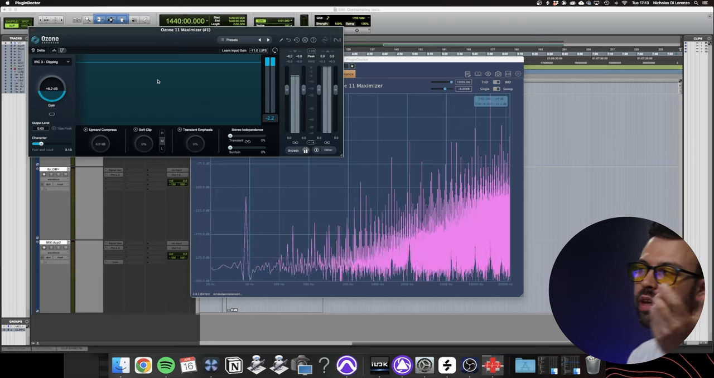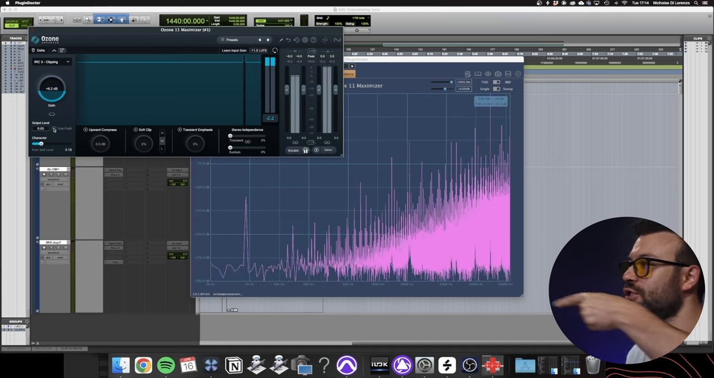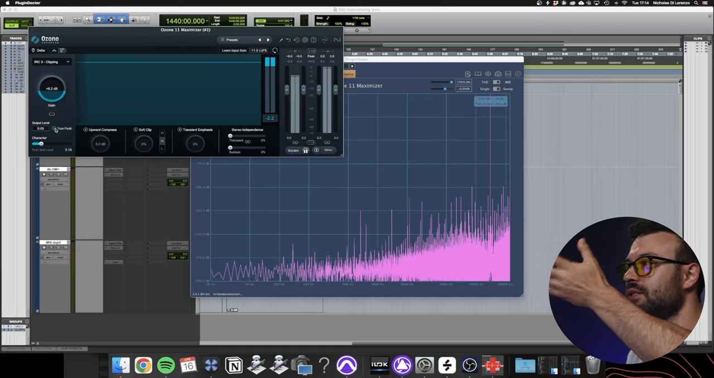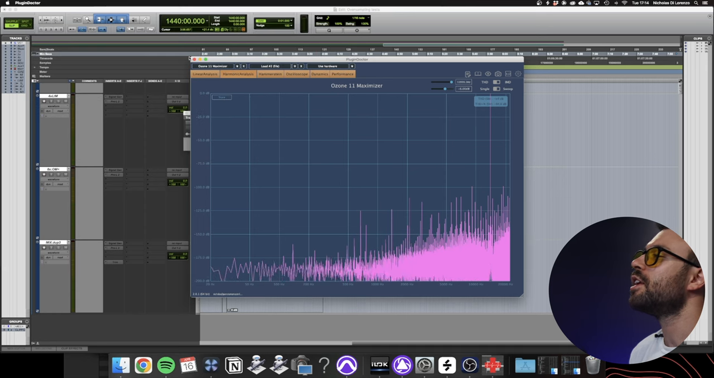So here's the thing: I don't oversample my limiters. If the maximizer is oversampling internally, cool. If it's not, cool. I don't care. What am I concerned about with my limiters? True peak, very important. You can actually see those distortions go away when you hit true peak. No need to oversample them.